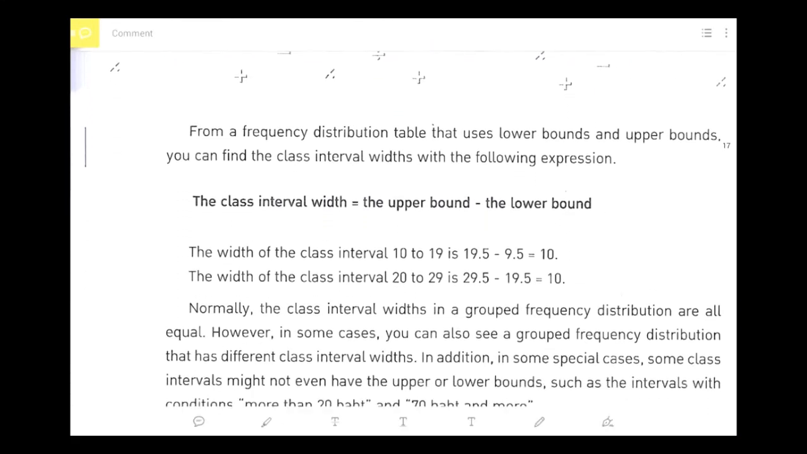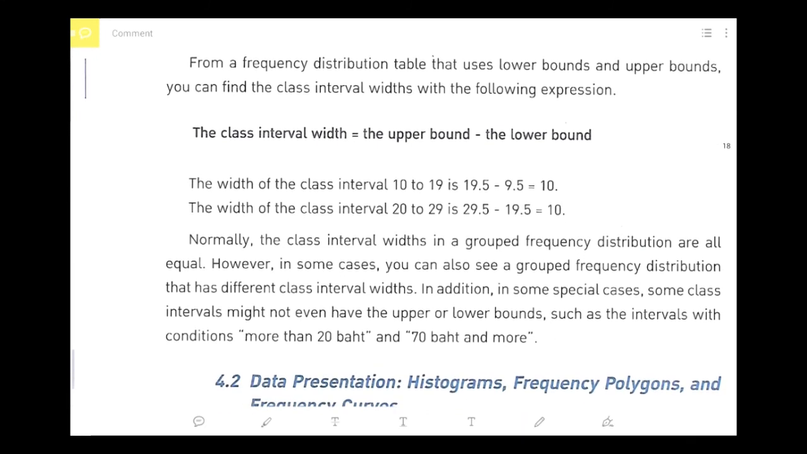Class interval width, like class width, right? If you don't want to count all the numbers, like 10, 11, 12, 13, 14, and so on, if you want to find the class width, very easy. You go upper bound minus the lower bound. So for class 10 to 19, the upper bound is 19.5 and the lower bound is 9.5. You minus them, you will get 10.